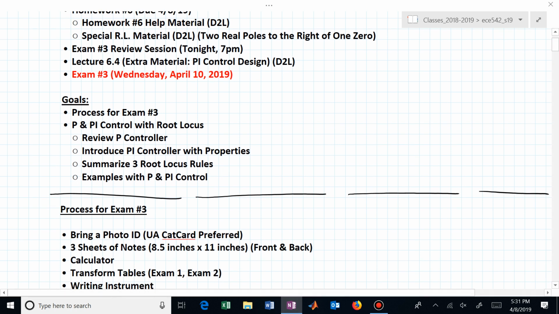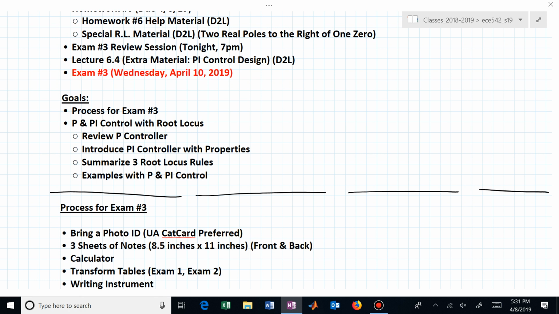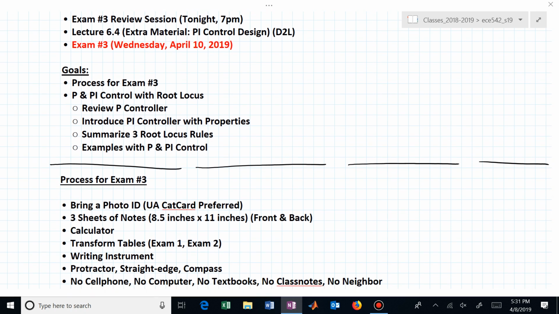And there is an additional lecture. This is really lecture 6.3 today, right now. There's a lecture 6.4 that talks a little bit more about PI control design. That should already be available to you on D2L. Hopefully, knowing or seeing that the exam is the next time we meet in this room isn't coming as a surprise. Exam 3 is Wednesday.